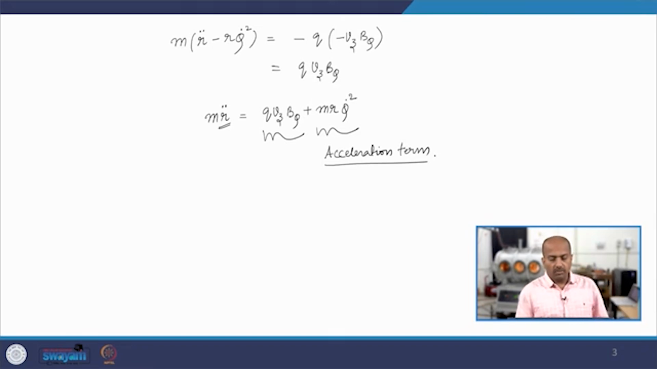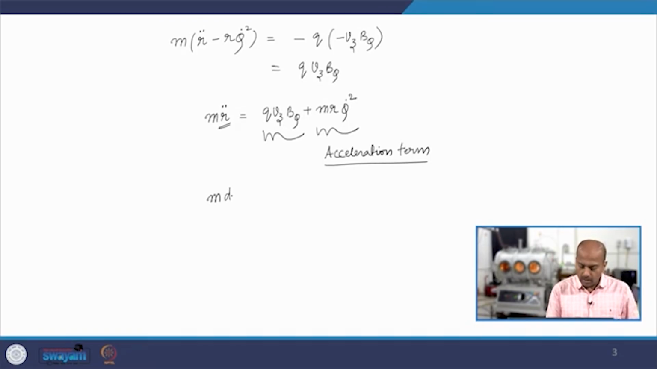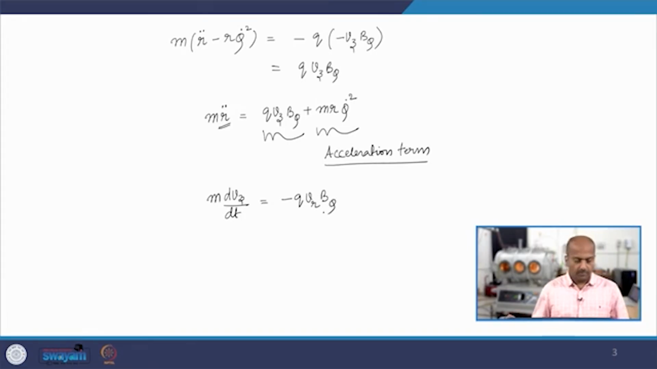What have we got? We have got a term which is because of the magnetic field and m r phi dot square, and if we write the z components, m d Vz by dt as minus q Vr B phi. So, because of the curvature of the magnetic field, we have got an additional term. So, inhomogeneity in the magnetic field now appears through B phi, right. That is the basic idea. So, B phi, the additional term, is basically due to the curvature.